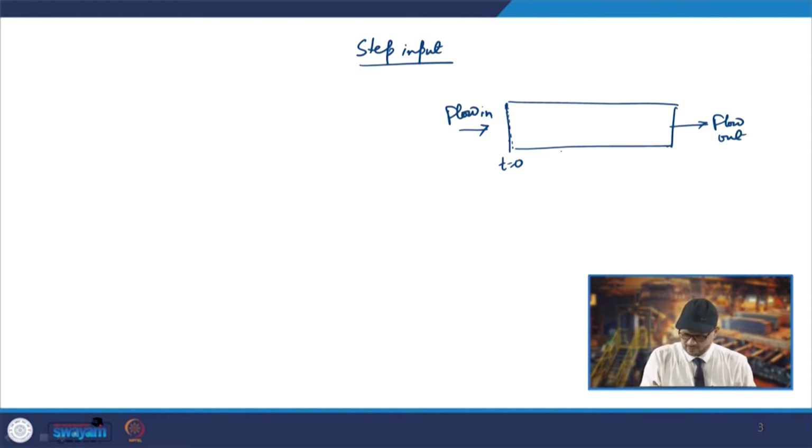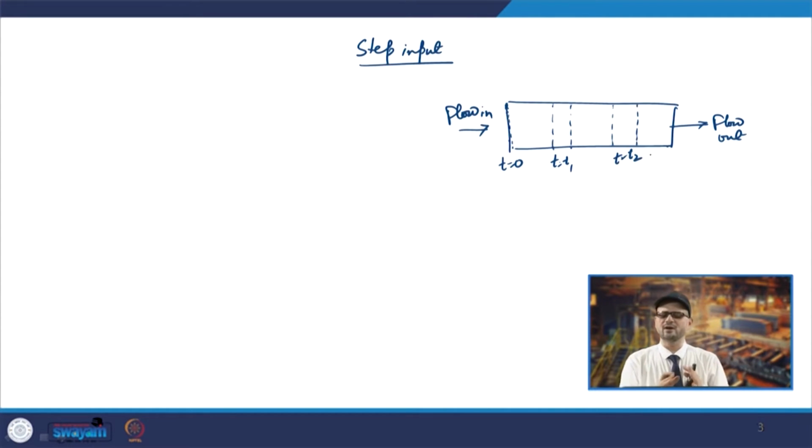if you come to T equal to T1, there will be certain dispersion at T equal to T1. Similarly, you will have T equal to T2 this way. Accordingly, it will move even in the case of step input.